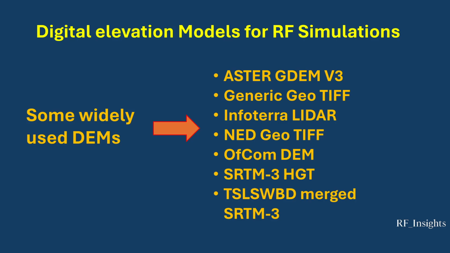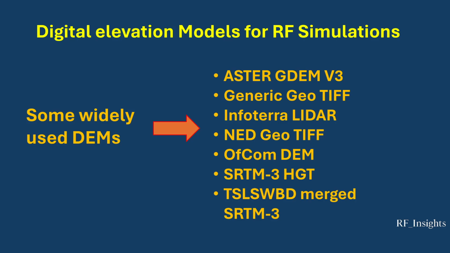Next one is Infoterra LiDAR, which is a high resolution elevation data collected via airborne LiDAR surveys and provides very detailed digital terrain model or digital surface models in a sub-meter accuracy suitable for urban or critical RF modeling. Next one is NED GeoTIFF and also Ofcom DEM, which is released by UK regulator Ofcom, and also SRTM 3 HGT.